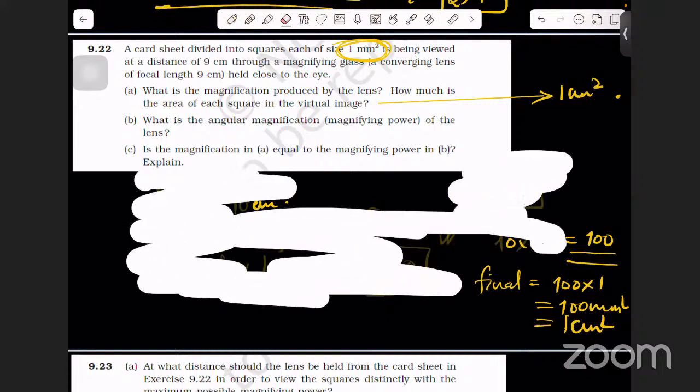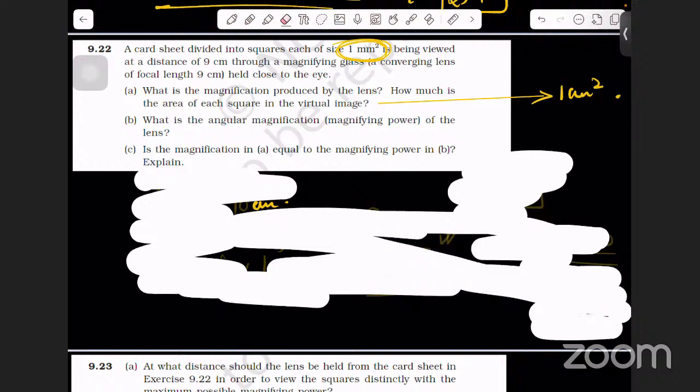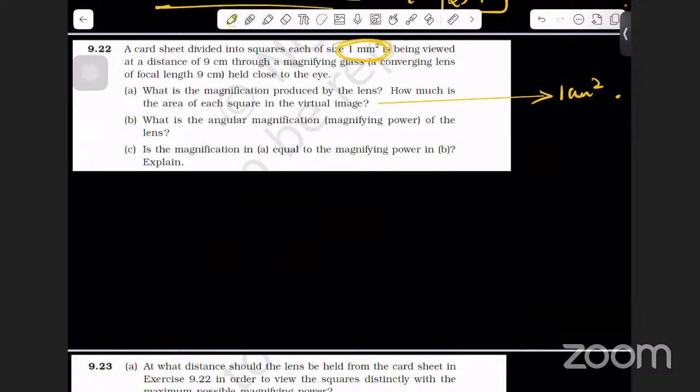Great. So next, move on to the second bit. What is the angular magnification of the lens? The angular magnification is d by mod u, which is 25 upon 9, which is 2.8.